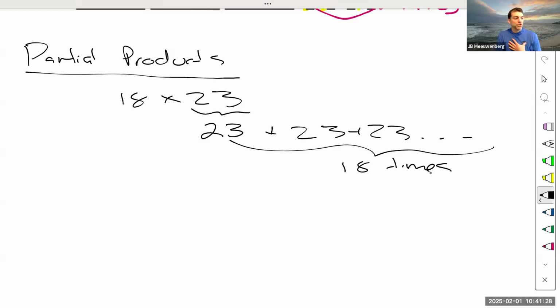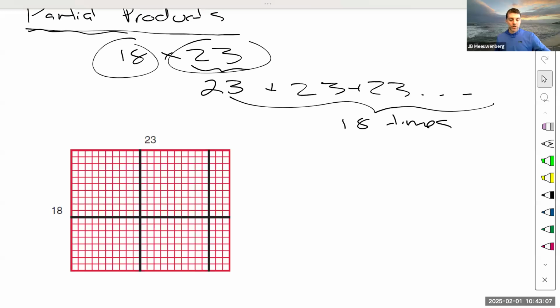So once we start to do 2-digit numbers, then we start to move into the idea of rectangular arrays, okay? And we're going to use rectangular arrays to illustrate this idea of partial products. And so what I'm going to do is show you what the rectangular array of 18 by 23 would look like. So here's what that array would look like. And we're going to examine a couple things.